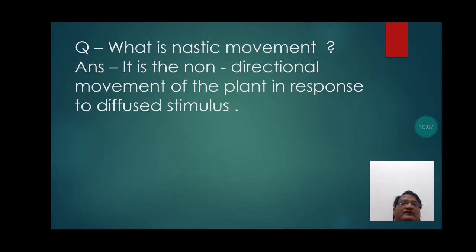Students, now let's discuss an important question. What is nastic movement? It is the non-directional movement of the plant in response to diffused stimulus.